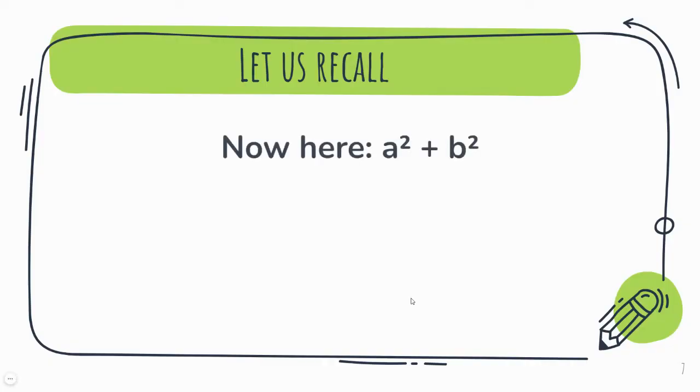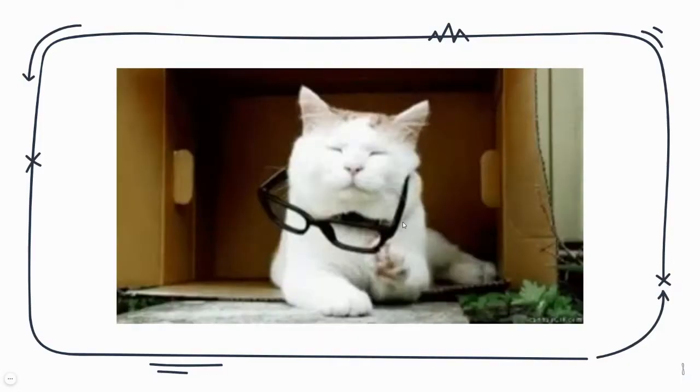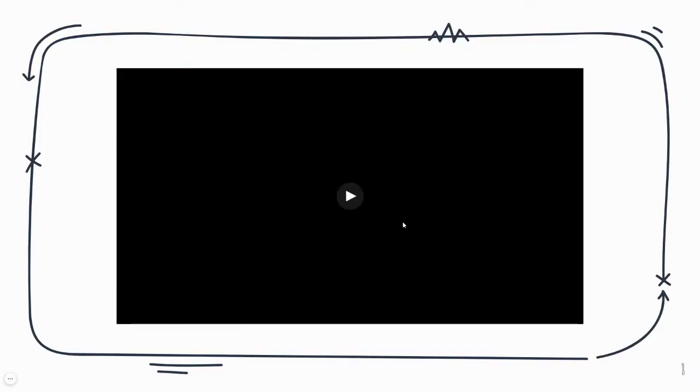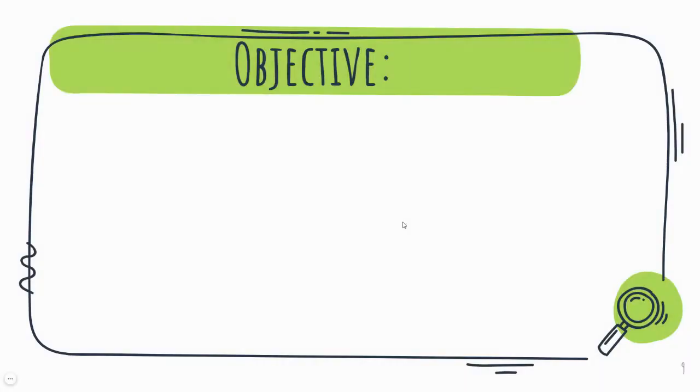Now, over here, a square plus b square, we can see that there is something like a 2 over here. Now we are going to find out what this 2 is. So, I hope you remember and you have understood what we will be doing today. Let us see the objective for today's class.